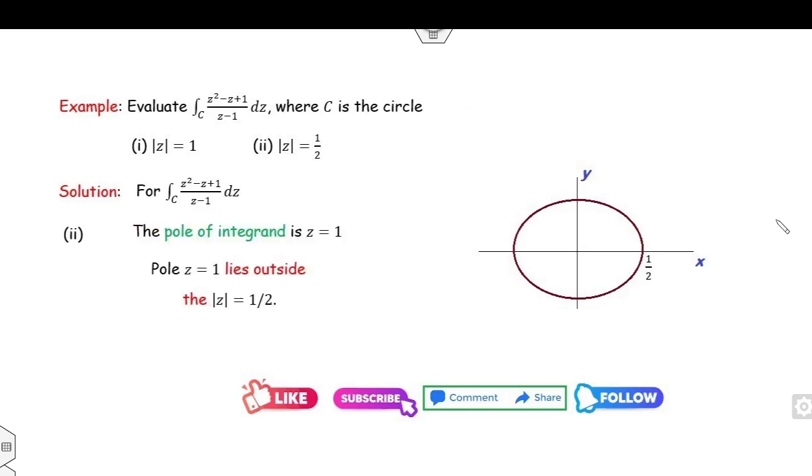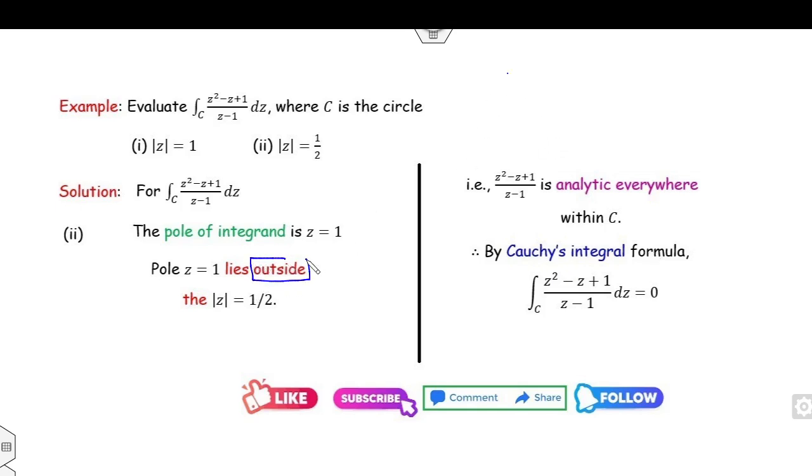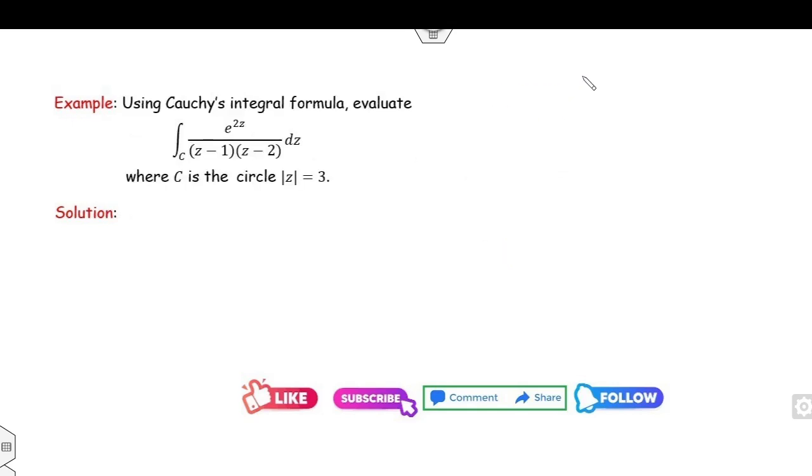That means the given function is analytic. Once this point lies outside the circle, then the answer is always 0. So always remember there are two cases. If it lies outside, then the answer is always 0. If it is inside, then you can find the value as 2 pi iota of f of z.